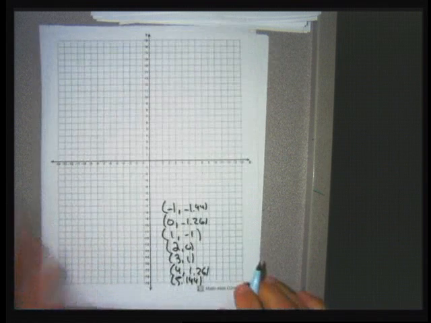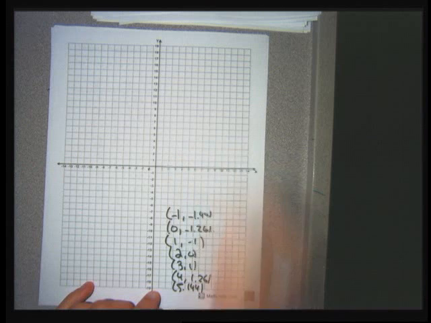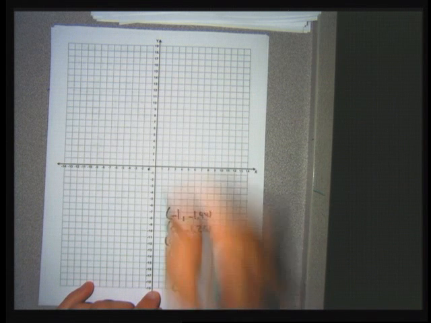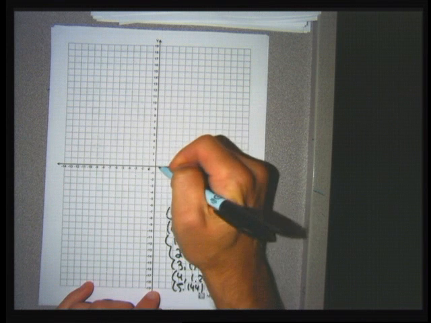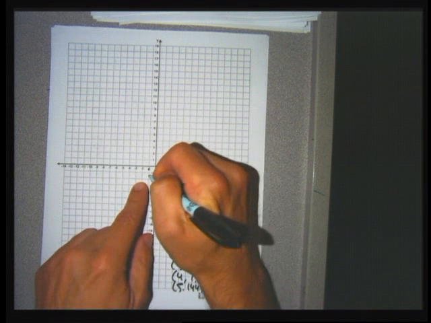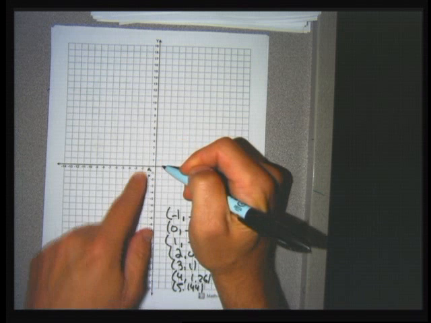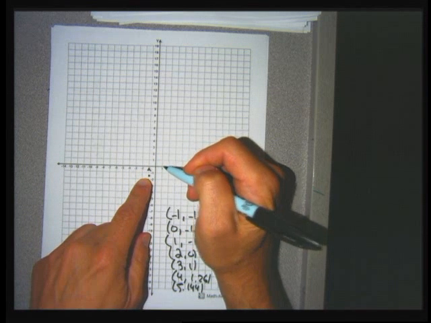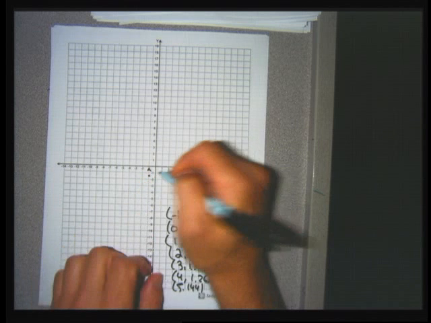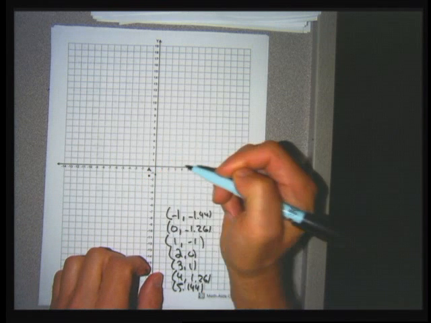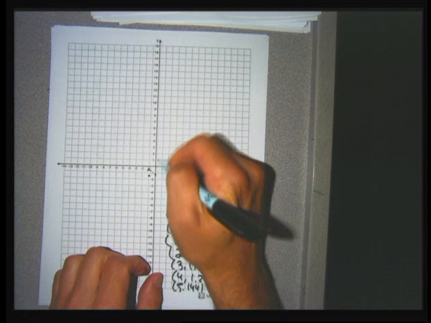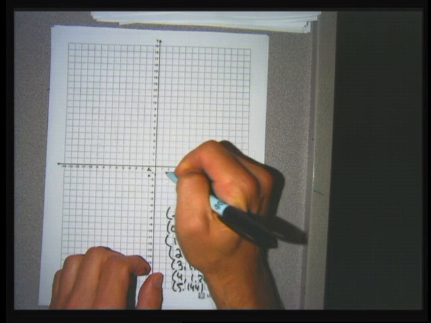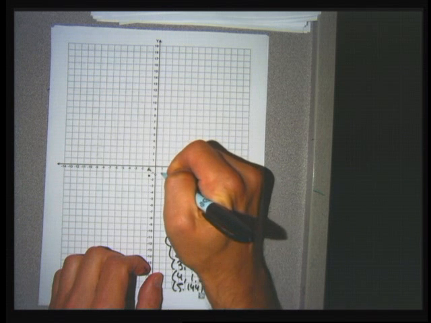So negative 1, negative 1.44, I go over to negative 1 and then down a little bit less than halfway. 0, negative 1.26, I find 0 and I go down. Oh, I messed up. 1.44 should be under the 1. So that point's no good because I need it to be under the 1 but not halfway between the 1 and the 2 about. And then 0, negative 1.26 is about there. It's 0 and then down a little bit under the negative 1. And then 1, negative 1 is easy for me to plot.